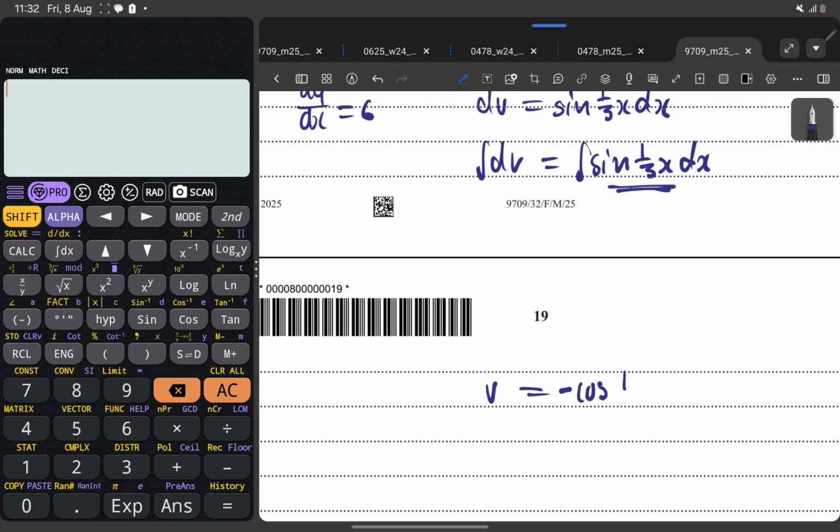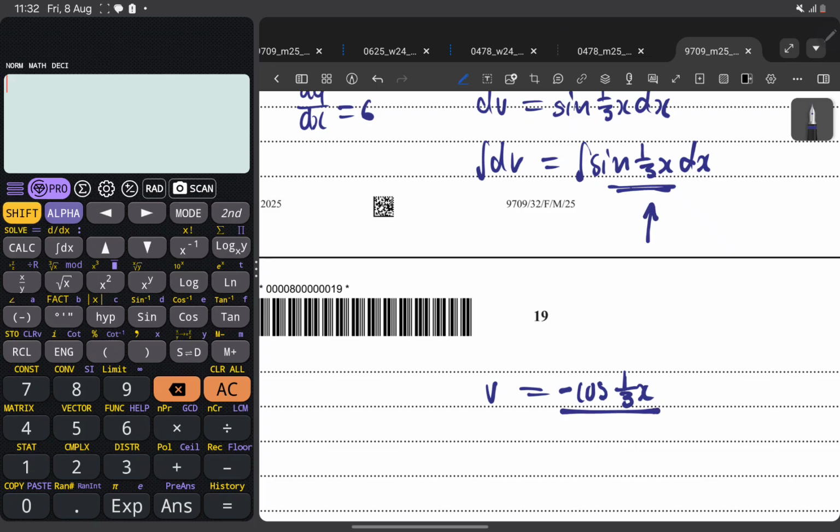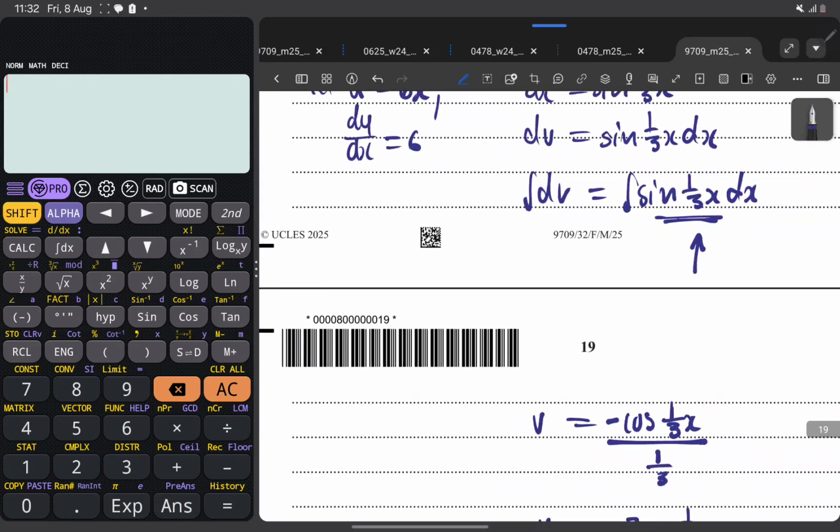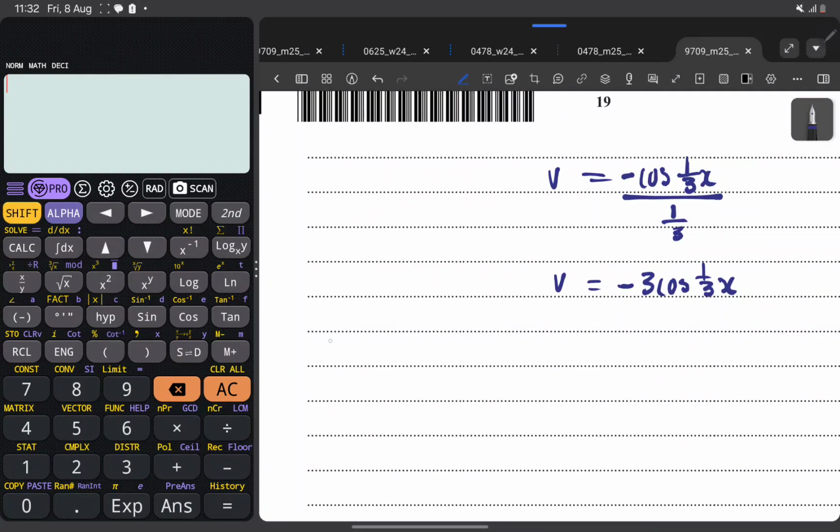Do you change the inside? No, it's still 1/3 x. But then you must divide by the derivative of the inside. The derivative of 1/3 x is 1/3. So you actually get v as negative 3 cos 1/3 x. This is my new v. And I'm done. Now I'm going to write the by parts formula again.